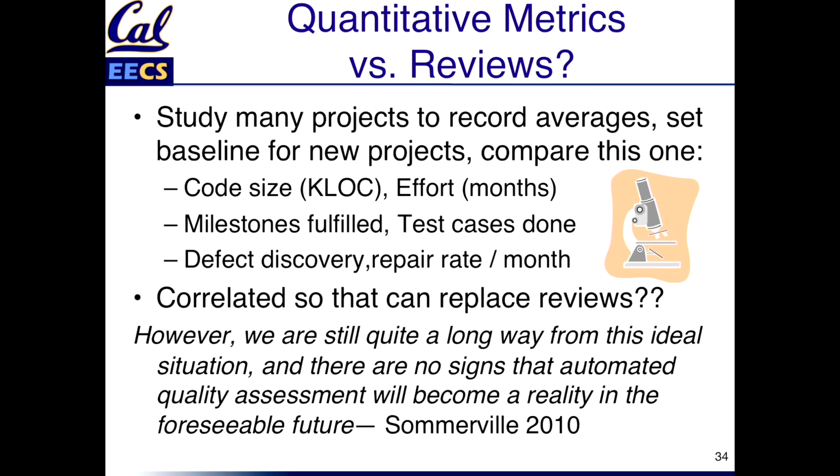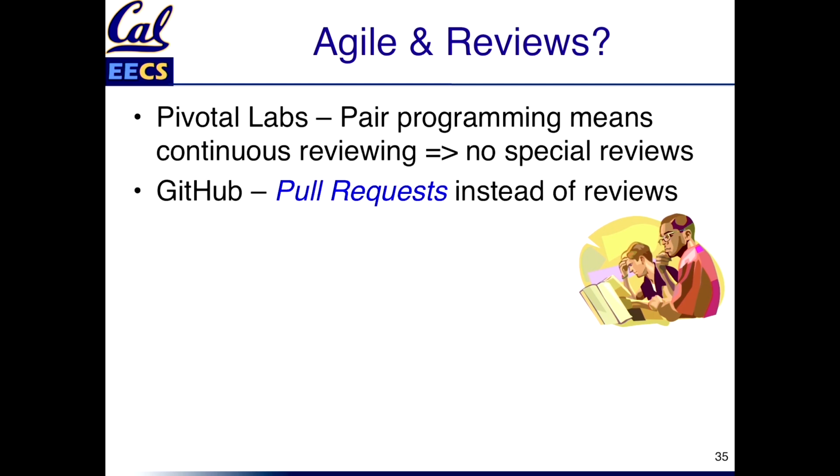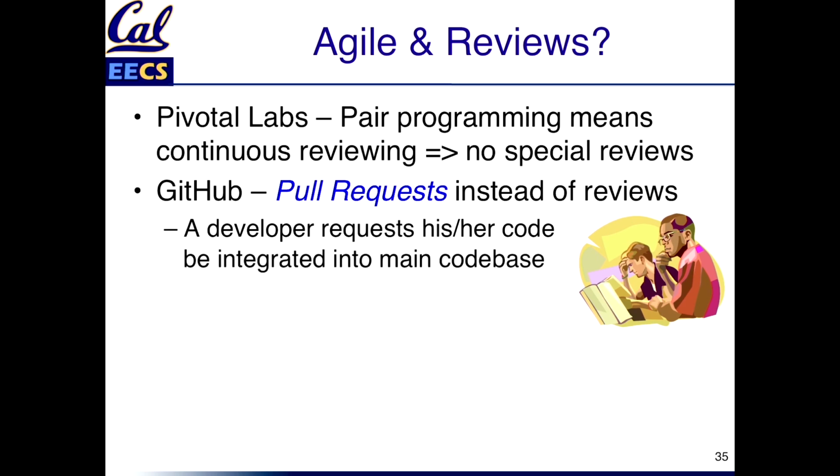So I was talking about plan and document methods. What about agile and reviews? Well, with Pivotal Labs, as we said with pair programming, this is Kent Beck's extreme programming: if code reviews are a good idea, we'll do code reviews all the time, with a pair of people looking over each shoulder. So they don't do any special reviews because they always do pair review, and that gets the benefits. GitHub has another idea they call pull requests instead of reviews.